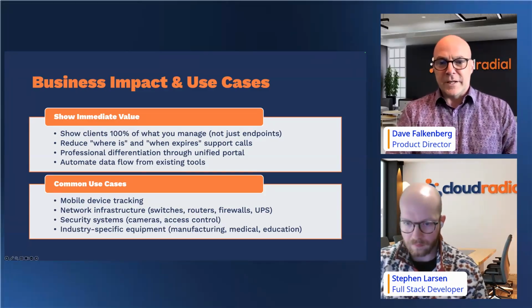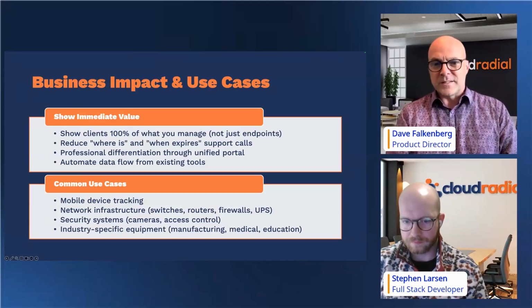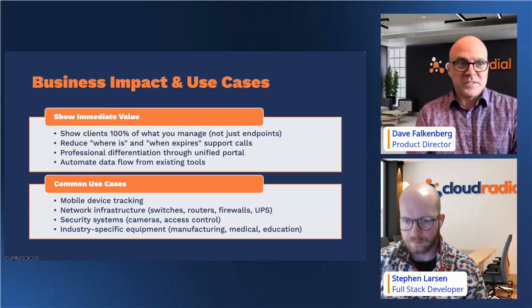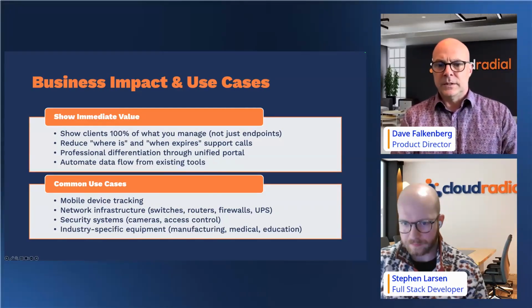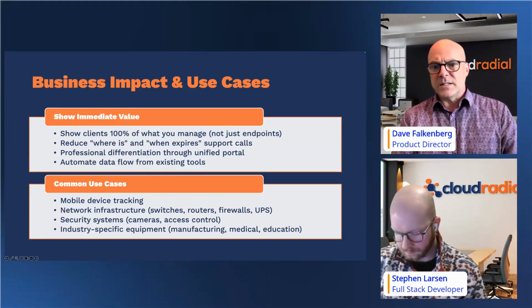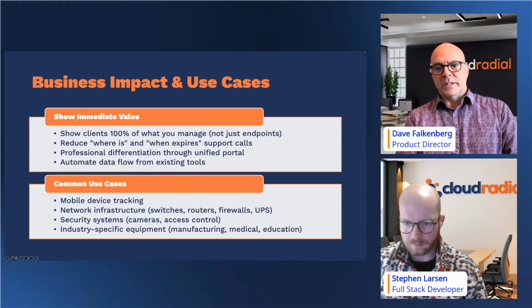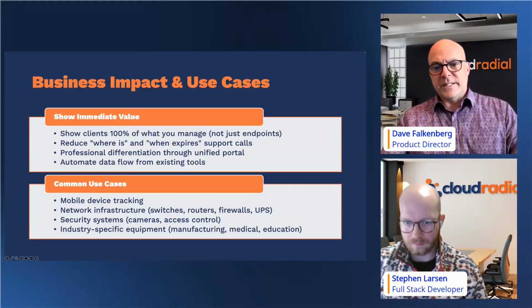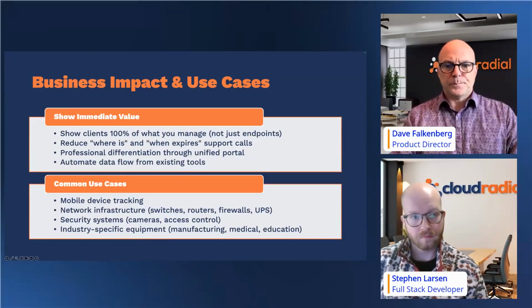For common use cases, think about what this enables. Network infrastructure is the obvious one, right? Switches, routers, firewalls, UPS systems, security cameras, just about anything you can think of, you can bring in as a flexible asset. We talked about mobile devices a little bit, as well as another one that can be brought in. But you could do manufacturing equipment, educational technology, anything really. The flexibility here is the key. If you manage it, you can show it in CloudRadial.